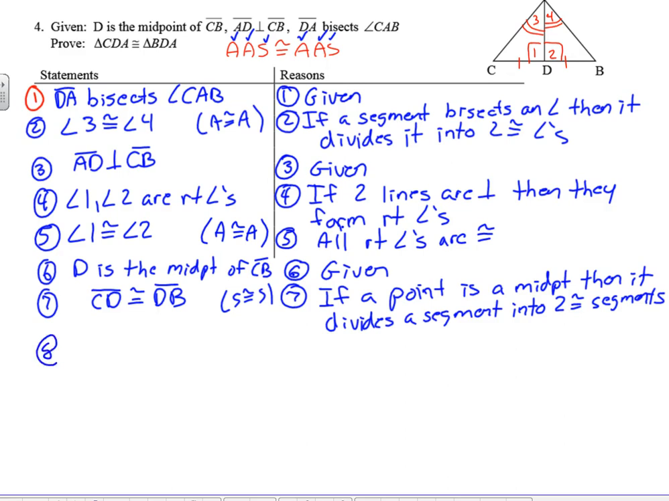And so the last thing then we would say is that triangle CDA is congruent to triangle BDA. And the reason would be angle, angle, side congruent to angle, angle, side. Again, more than one way to do it. Certainly that's not the only way, but I wanted to show you those different reasons.